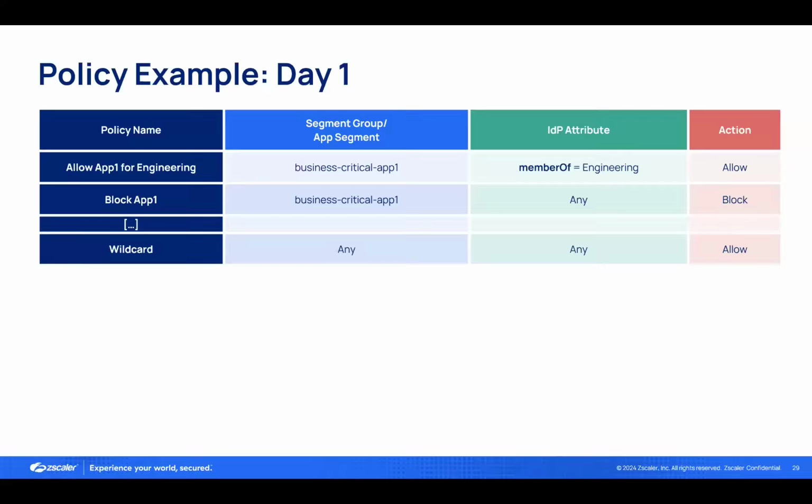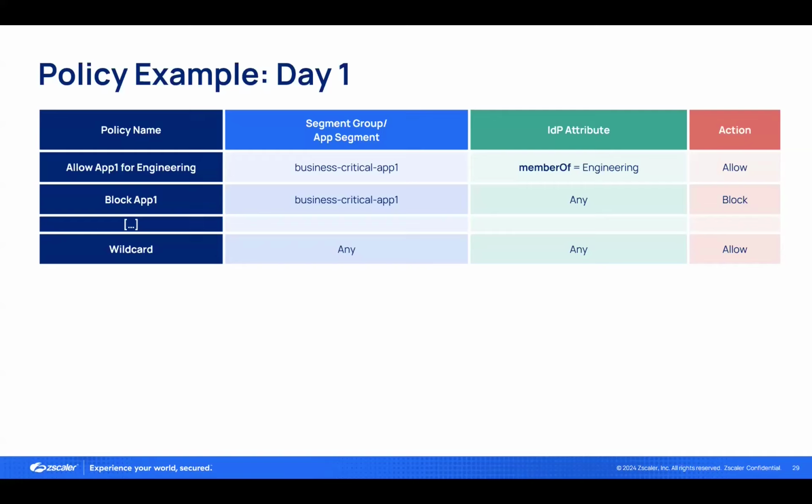Here, even on day 1 of our deployment, we've already identified one critical application, app1, which we've configured as a specific segment with specific access policy. In this case, we've created an allow app1 for engineering rule that allows access to the application for anyone who's a member of the engineering group. And then a second rule behind it that blocks access to our critical business application, app1, for all users.